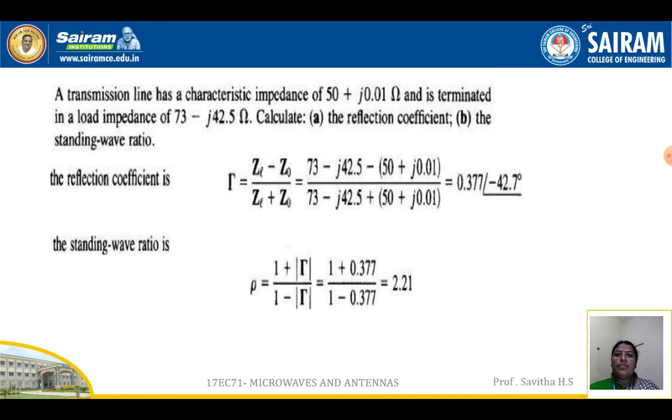So in the problem they have given the characteristic impedance Z0 value and the load impedance ZL value. So we'll substitute both the values. After simplification, I'll get it as 0.377 angle of minus 42.7 degrees.